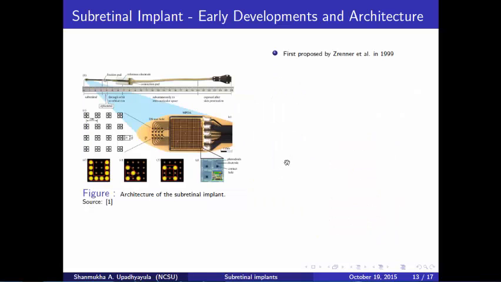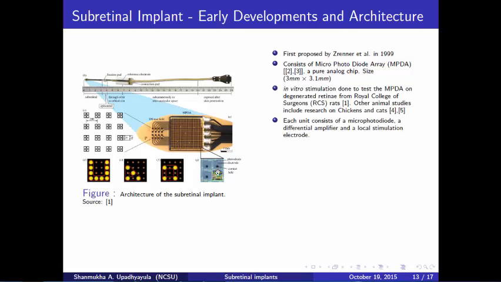In this slide, we are going to talk about the architecture of the subretinal implant. The subretinal implant consists of a microphotodiode array, MPDA, which is of the dimensions 3 by 3.1 mm, and each unit of this array consists of a microphotodiode, which can be seen in the expanded view here, and there is also a differential amplifier to amplify the incident light signal and then convert it into an electrical stimulus through a local stimulation electrode. Each individual unit corresponds to a pixel of resolution. So there are a total of approximately 1500 such units.